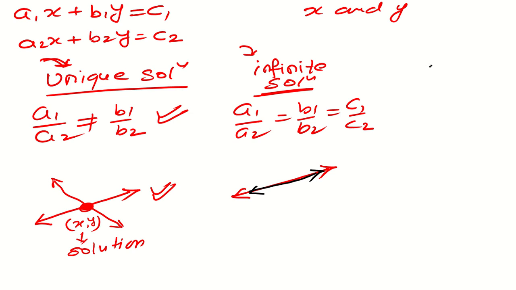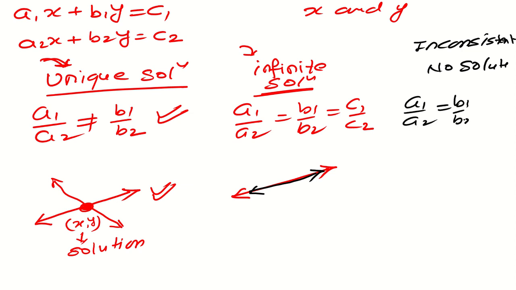Okay, and the third one is no solution, or you can say inconsistent. Remember these words also. Maybe in the exam they will not say show that these equations don't have any solution. They will say show that the following equations are inconsistent. So what's the condition for this? a1/a2 = b1/b2 is not equal to c1/c2. So this is like parallel lines. It means they will never meet each other, so that will be called no solution or the inconsistent condition.